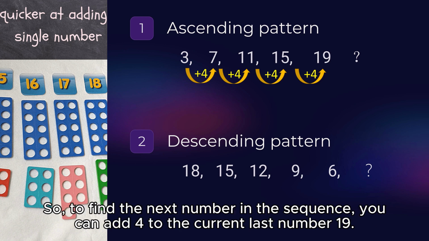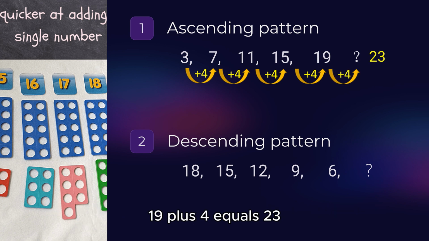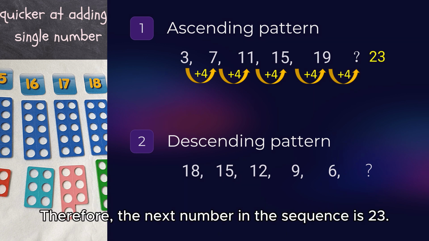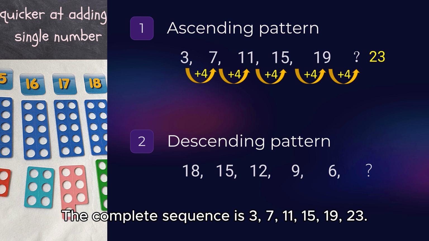So, to find the next number in the sequence, you can add 4 to the current last number, 19. 19 plus 4 equals 23. Therefore, the next number in the sequence is 23. The complete sequence is 3, 7, 11, 15, 19, 23.